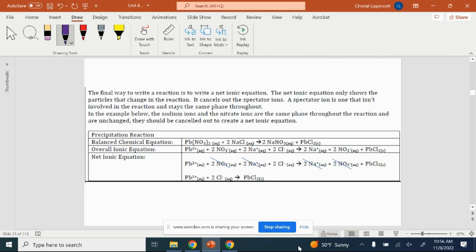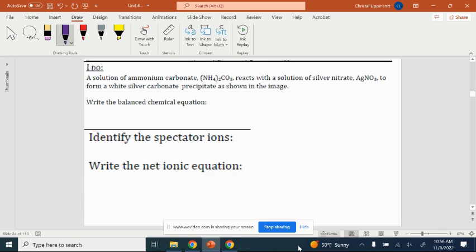Okay. So this is the rearranged equation that I was just talking about, kind of in a better format. All right. So here we've got ammonium carbonate. It's reacting with silver nitrate. It's forming silver carbonate as a precipitate, as shown in the image. I don't see an image on the right. It's not on yours. It's on ours. It's like the yellow dye thing. So that's precipitating out. They want to identify the spectator ions in the net ionic equation.